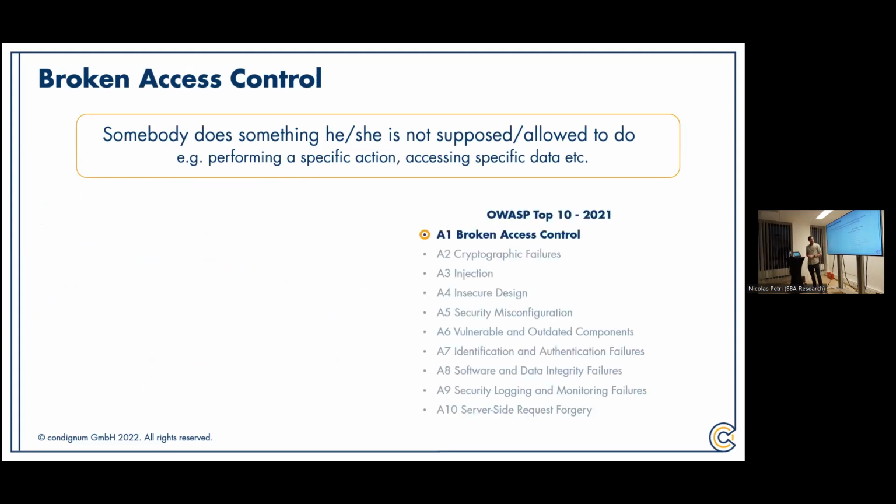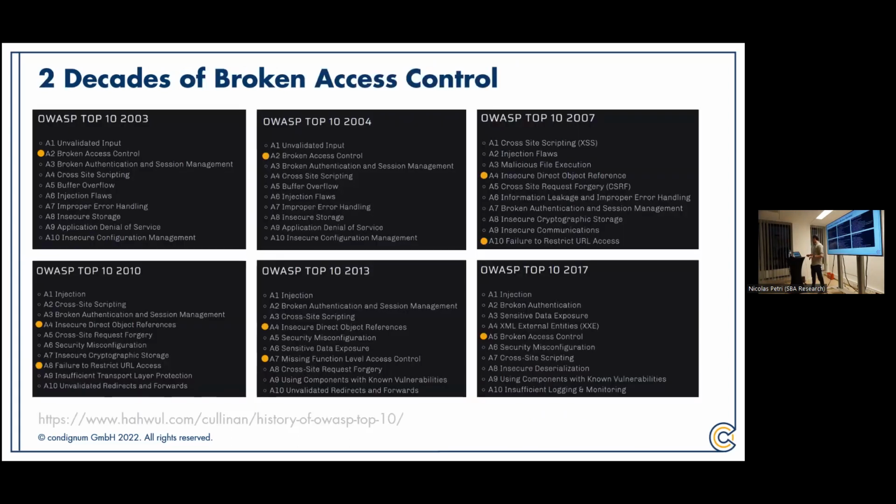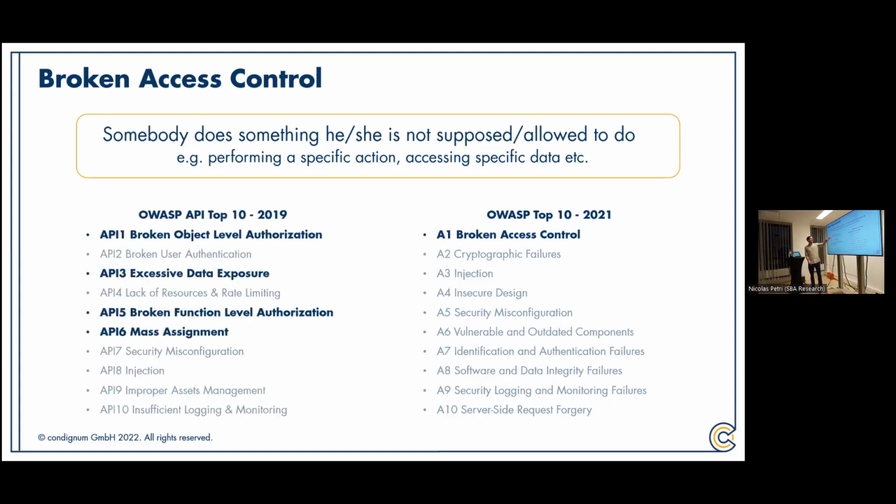It is currently at number 1, and it gains popularity again, because a few years ago it was on place 5. And if we look back in time, in the beginning it was very prominent, then it decreased a little bit, and now it got up again to number 1. And if we compare it with the top 10 list for APIs, so there's a specific top 10 vulnerability list for modern APIs, there are actually 4 entries which all lead to broken access control. So especially in new technologies, this is again a very huge problem.